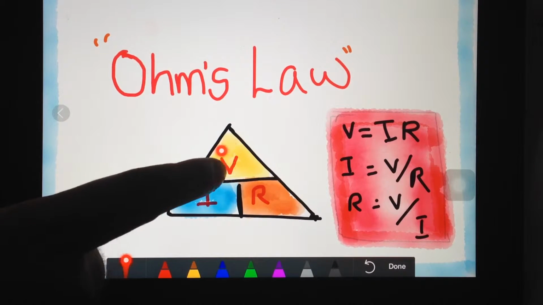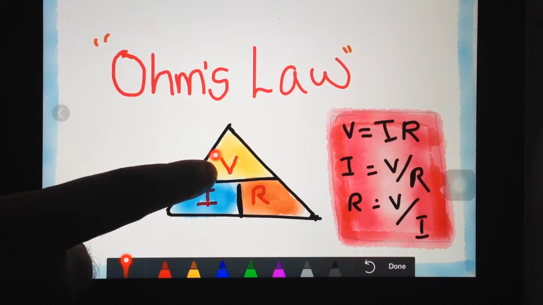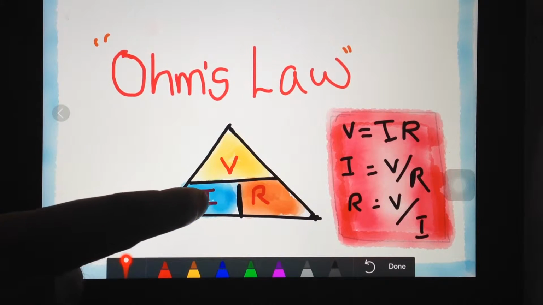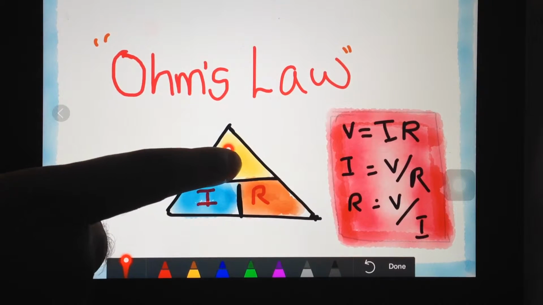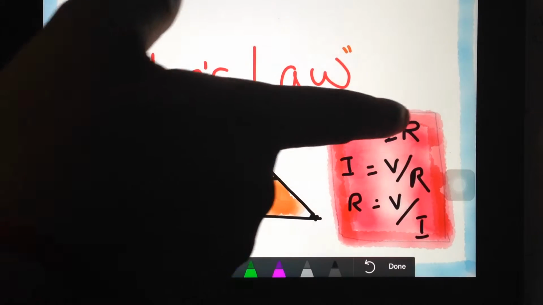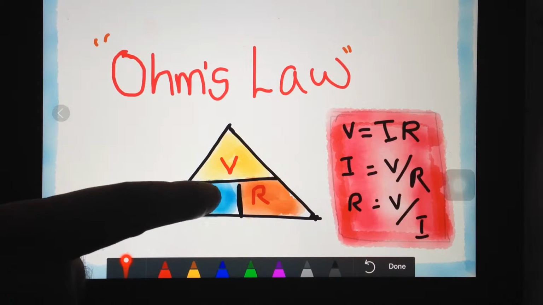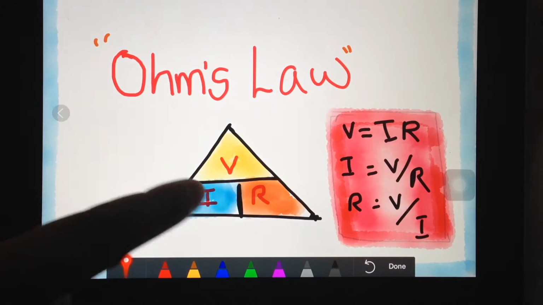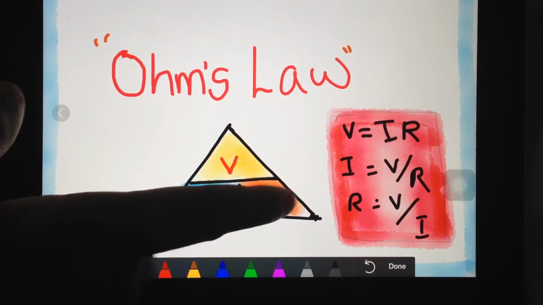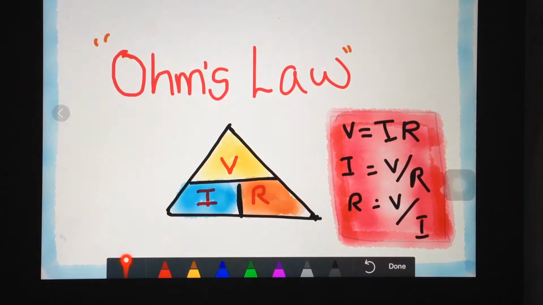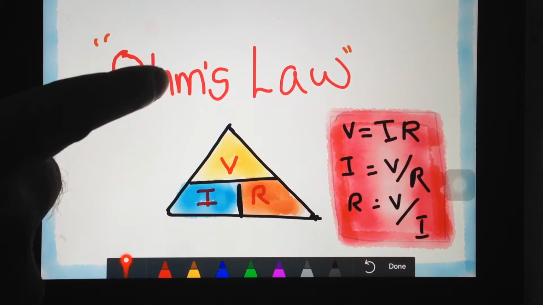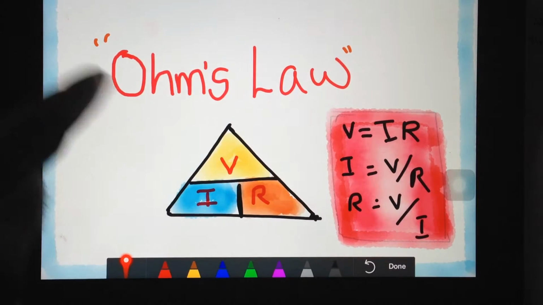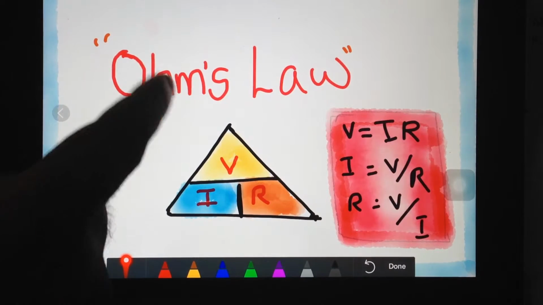If you want to find the voltage, you have to ignore V in this triangle. You have to multiply I into R. V is equal to IR. If you want to find I, current, then V by R. I is equal to V by R. If you want to find the resistance, R is equal to V by I. Everything happens through this common principle of Ohm's law.